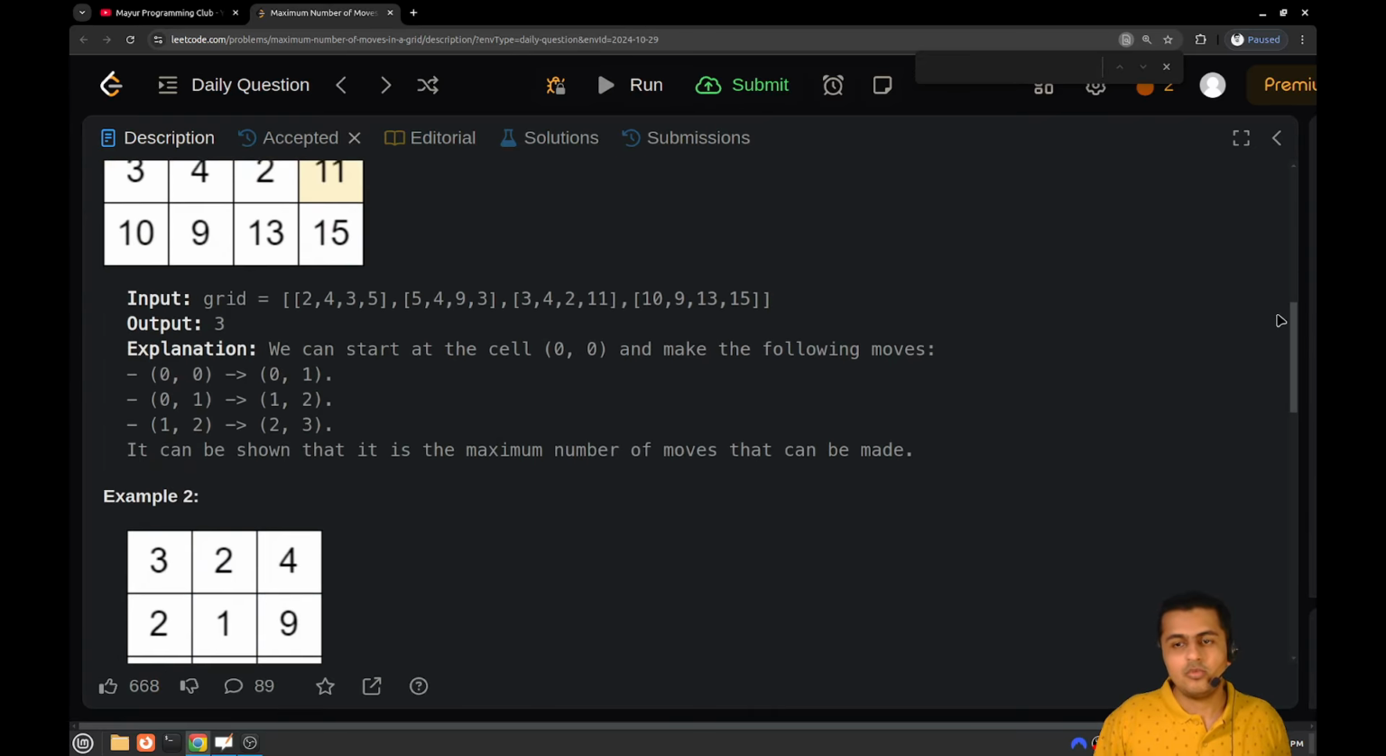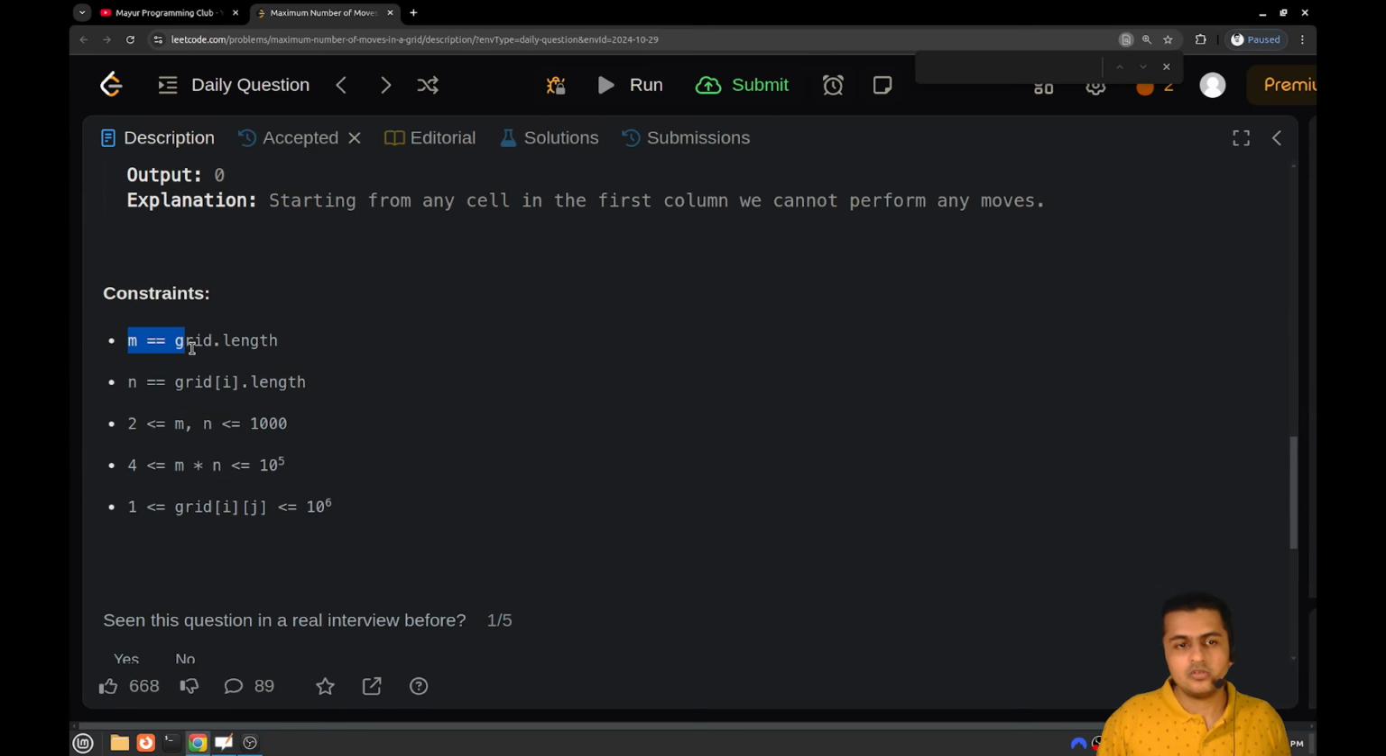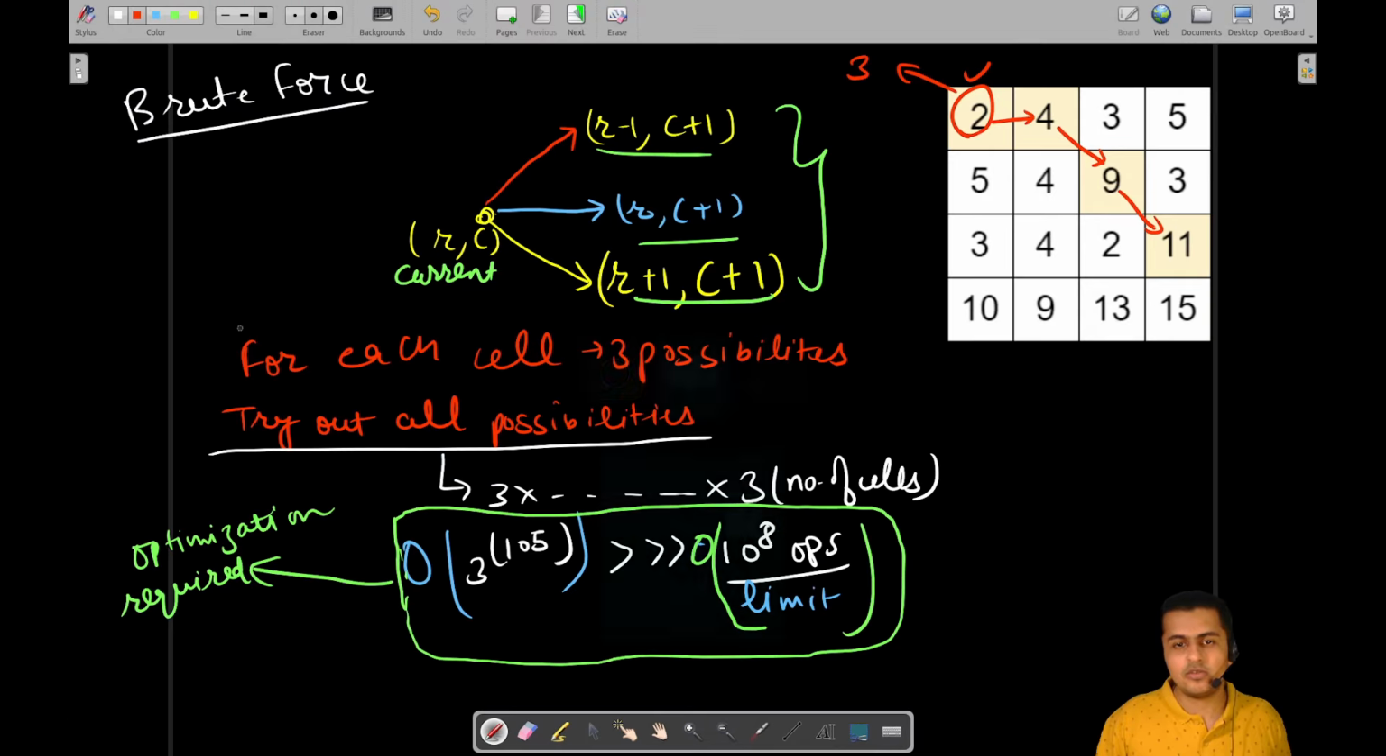Now before thinking of an approach, let's have a quick look at the constraints. According to the constraints, the number of rows and the number of columns of this grid is of order 10 raised to power 3, and the number of cells m cross n is of order 10 raised to power 5. Each entry in the grid would be of order 10 raised to power 6. So these are the constraints. Let's quickly try to think of an approach.